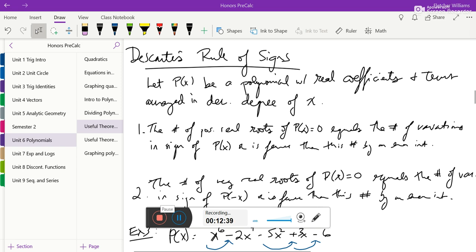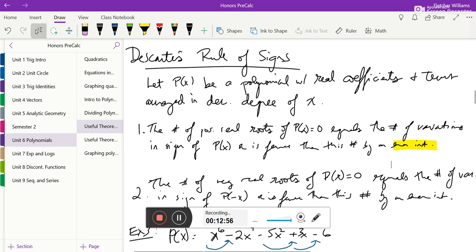Then, 1, the number of positive real roots of p of x equals 0 is equal to the number of variations in sign of p of x, or is fewer than that number by an even integer. Yeah, that says even integer.